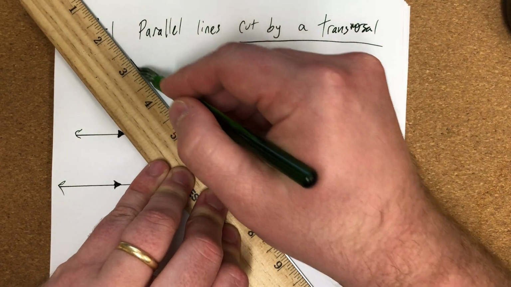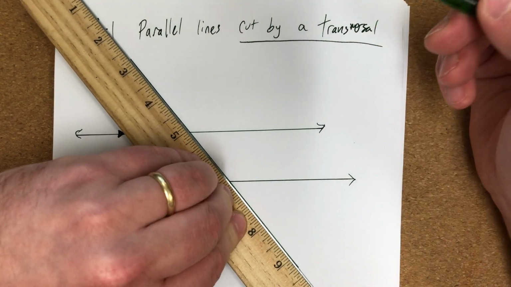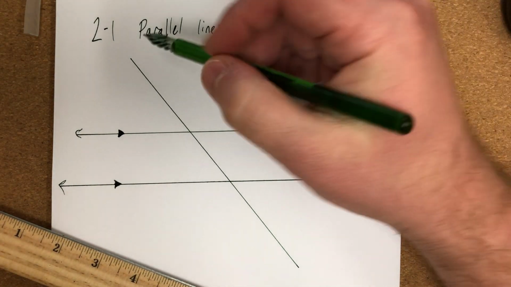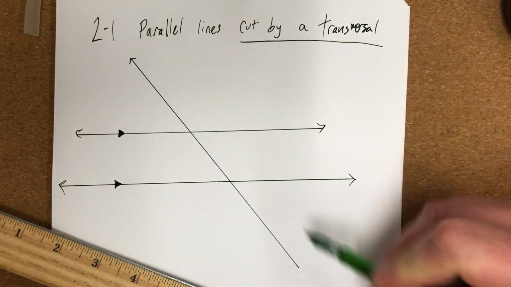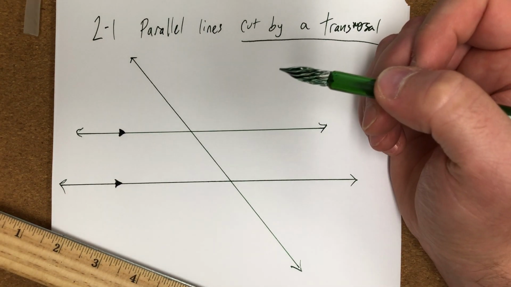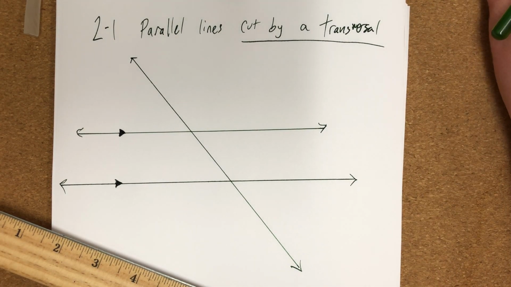This line is called a transversal because it transverses both of them, it crosses them. All right, and we are going to label our angles.